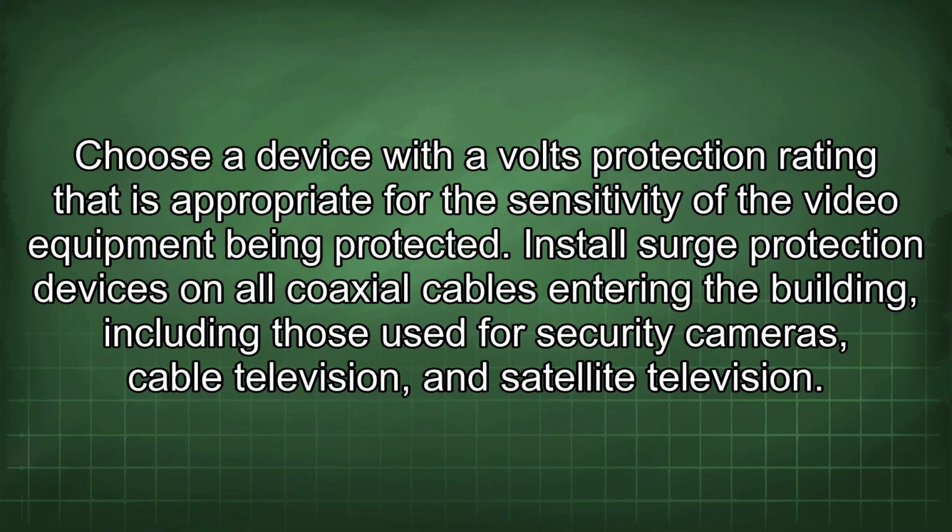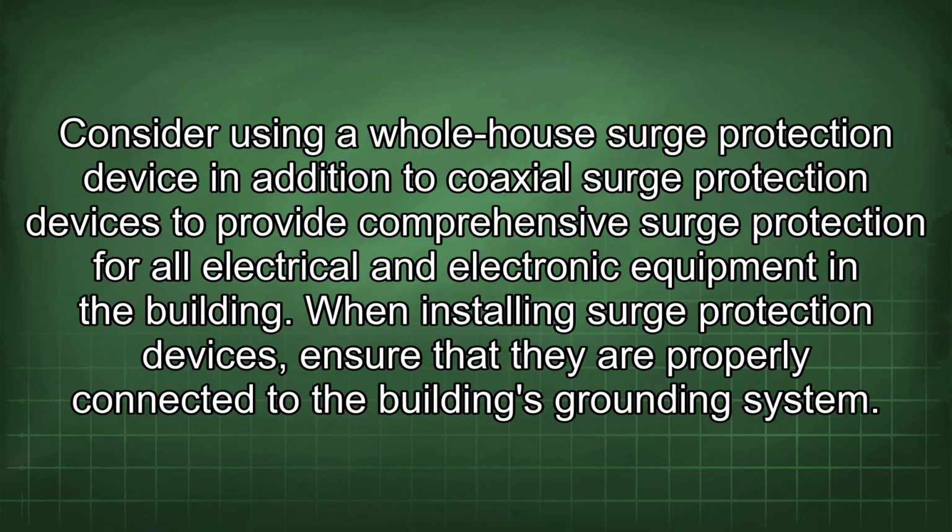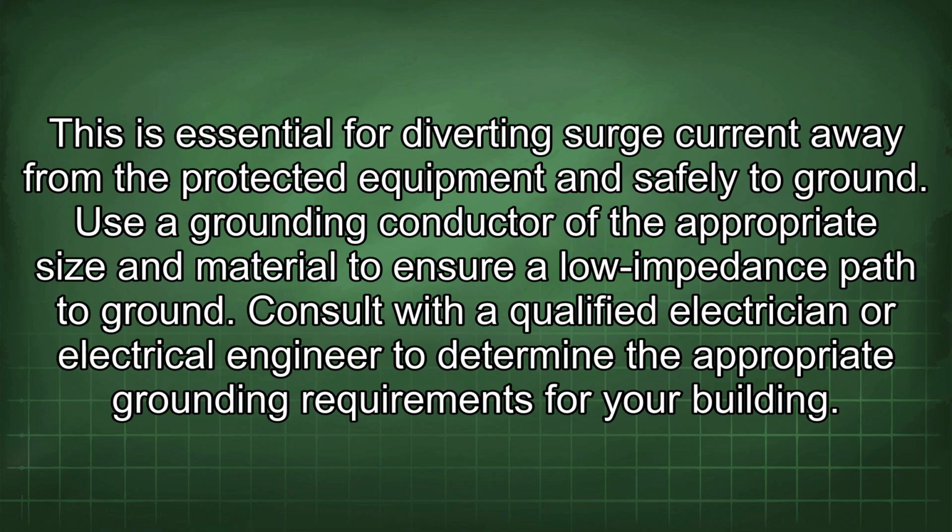Install surge protection devices on all coaxial cables entering the building, including those used for security cameras, cable television, and satellite television. Consider using a whole-house surge protection device in addition to coaxial surge protection devices to provide comprehensive surge protection for all electrical and electronic equipment in the building. When installing surge protection devices, ensure that they are properly connected to the building's grounding system. This is essential for diverting surge current away from the protected equipment and safely to ground.